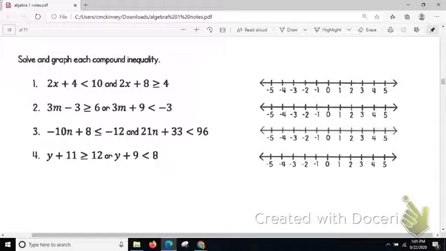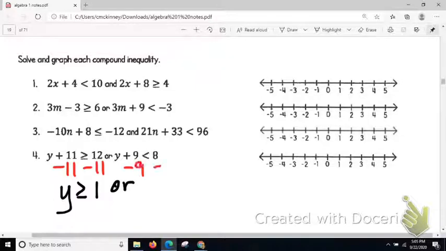So on number 4, if it's or, you work them completely separately, and you should anticipate when it's or that the arrows are going to go in opposite directions. So I'm going to subtract 11. So I just work these 2 problems independently, and then I leave the word or there. And then the other side I need to minus 9. And so this one I got y is less than negative 1.